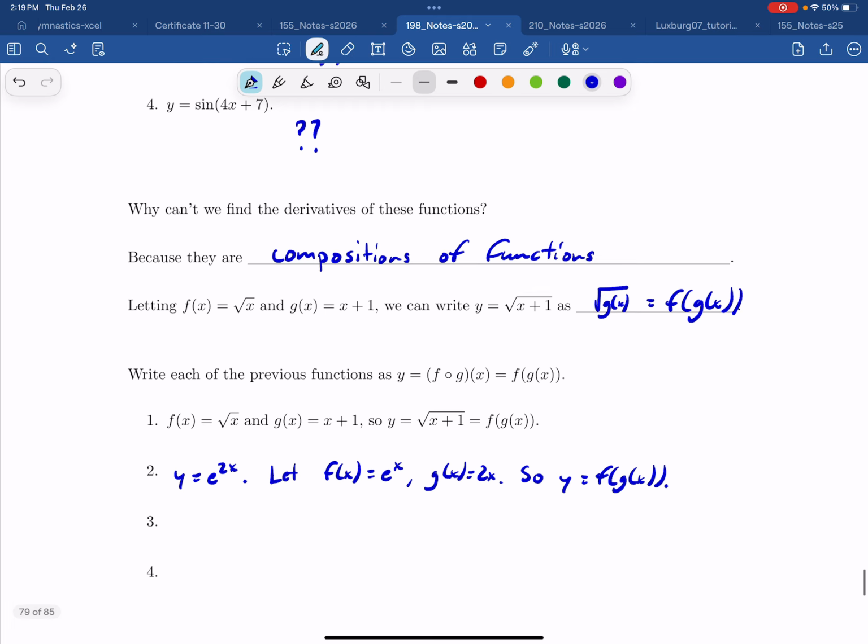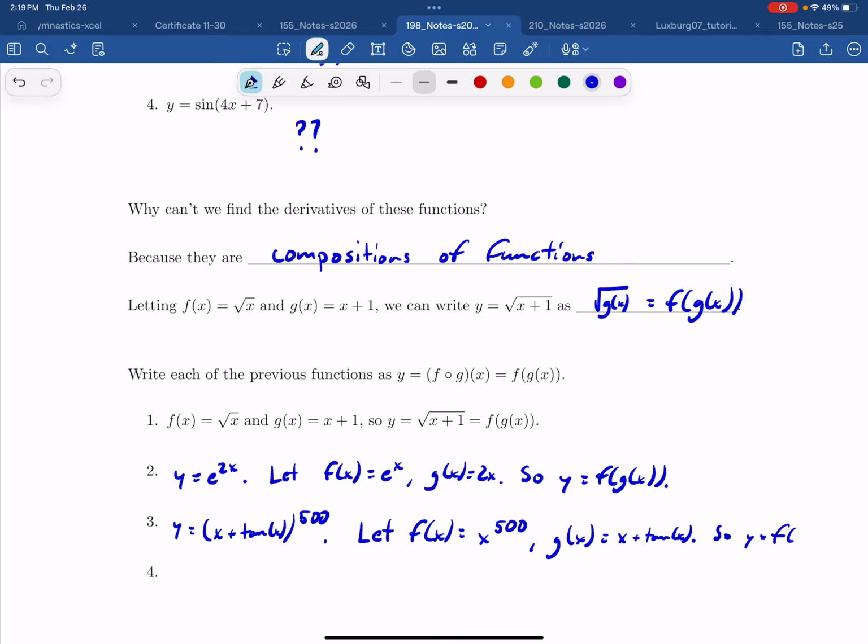Right here, y equals x plus tangent of x, to the 500th. So here we're going to let f of x, again, be the outside function, which, be careful, that's actually x to the 500. Even though 500 comes afterwards, it's still on the outside. And we're going to let g of x equal x plus tangent of x. Okay? So, again, y equals f of g of x.